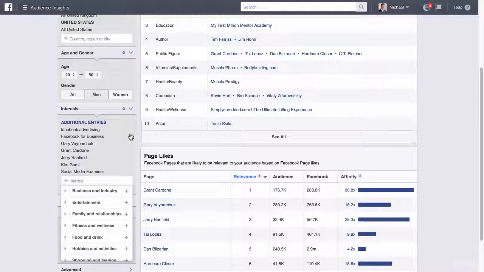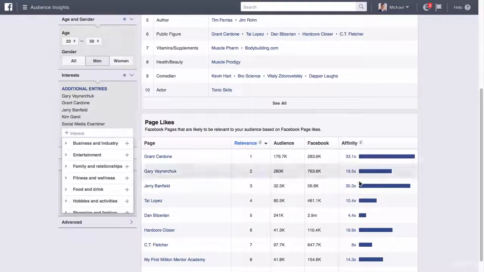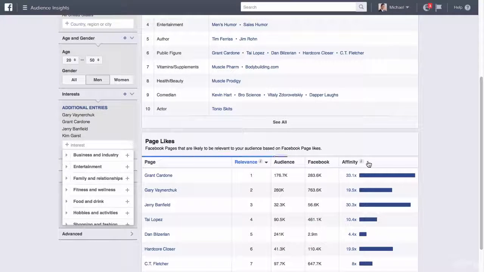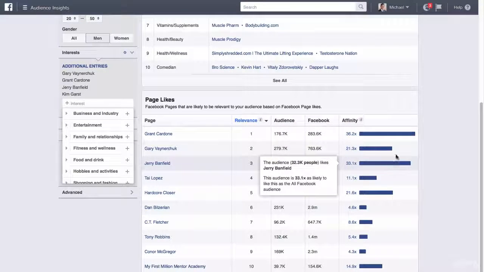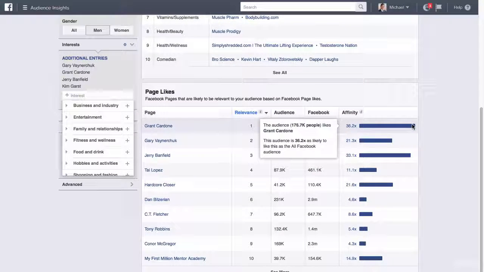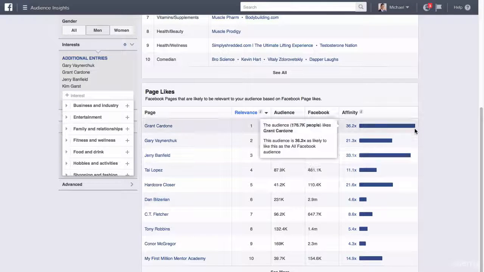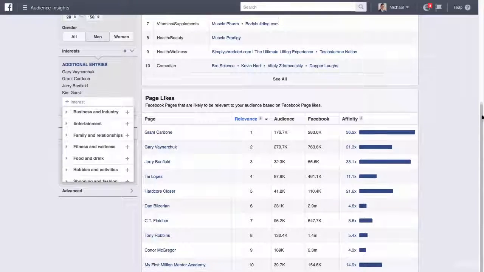Now if I take out, let's say, Facebook for business and Facebook advertising, this now increases my affinity score. If I take out Social Media Examiner, then the affinity score is increased even more. So Facebook are giving me really good information on who are the people that are most like me that I should target in order to get 36 to 33 times more likes than the average person.